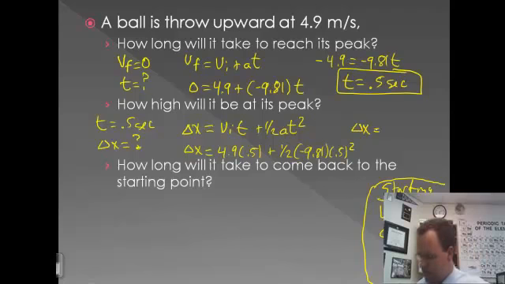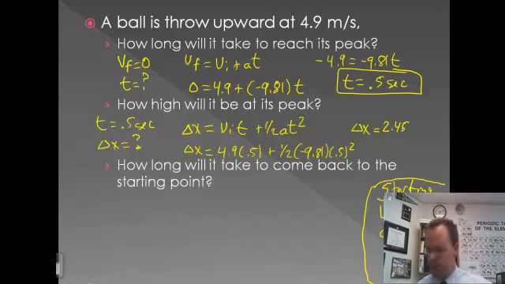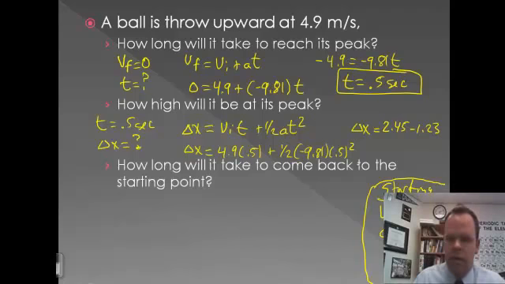Plug this into my calculator. 4.9 times 0.5 is 2.45. Half of 9.81 times 0.5 squared comes out to negative 1.23. Subtract, and I get 1.22 meters.